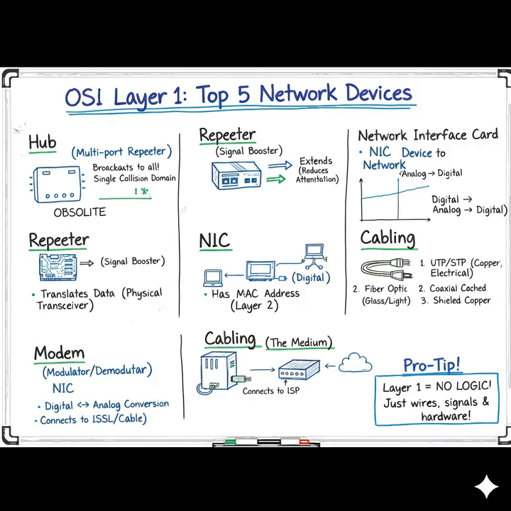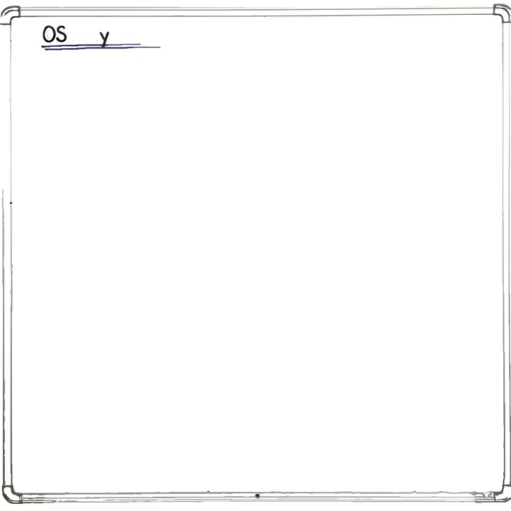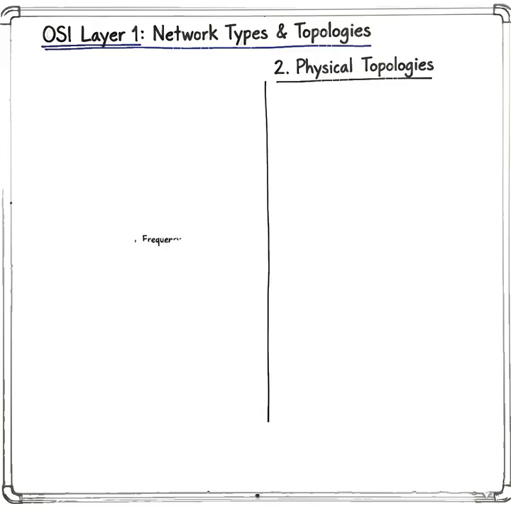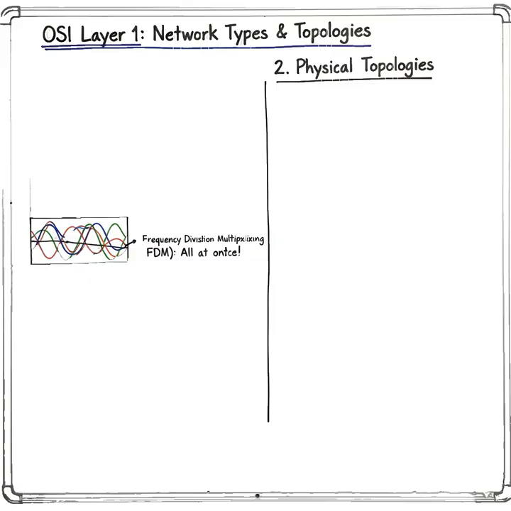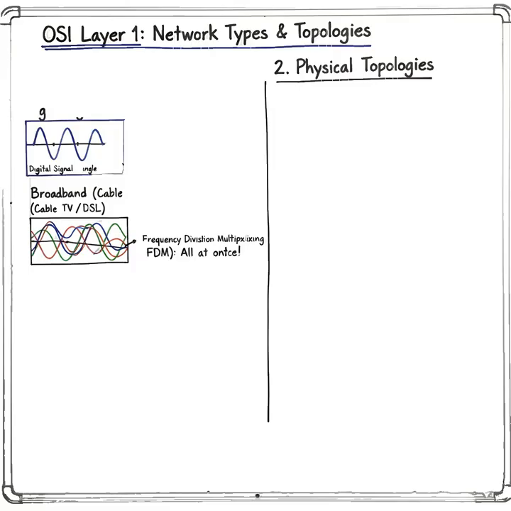Whether it's copper twisting to cancel interference or glass strands carrying light, the cable is a critical device in Layer 1. Modems, short for modulator-demodulator, these convert digital bits into analog signals and vice versa to travel over telephone or cable lines. Network types. At Layer 1, network types are defined by how they physically manage and transmit signals across a medium. There are two primary ways to categorize these: by signaling method and by transmission mode.